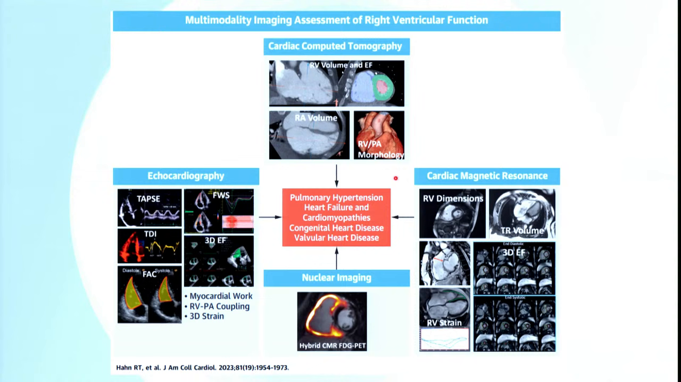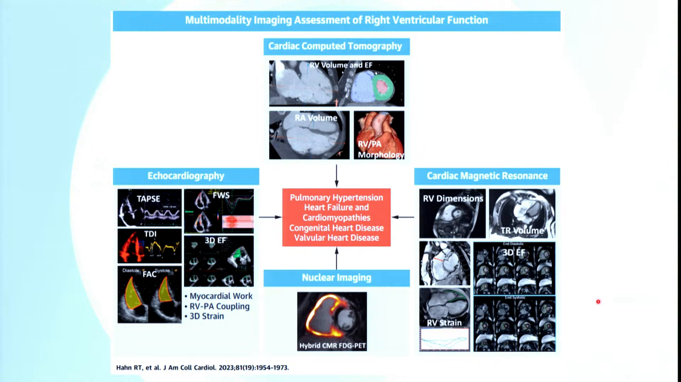Echo, of course, has its role, it's first line, and the parameters that we use today for RV function are the TAPSE, the tissue Doppler of the RV free wall strain, and then the new software can give us 3D ejection fraction for the RV as well. Cardiac MRI, as I mentioned, is the gold standard. You acquire the images, and then you do, all the fellows know this, you trace the boundaries in systole and diastole, and you have very accurate RV volumes and estimates of RV ejection fraction.